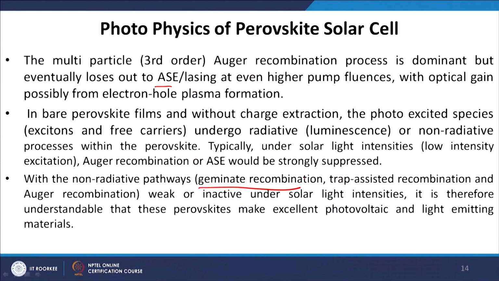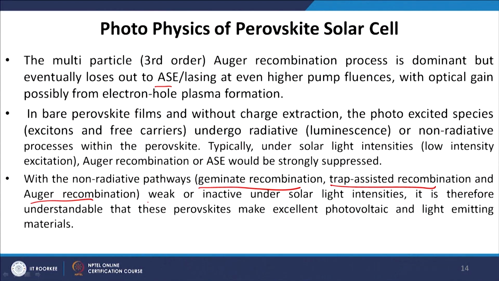Now, what are the sources of the non-radiative pathways? First of all, the geminate recombination or first order band to band recombination. It can be trap assisted recombination and it can be Auger recombination or multi-particle recombination. Geminate recombination, trap assisted recombination and Auger recombination are all non-radiative pathways. So, that means they do not emit light.